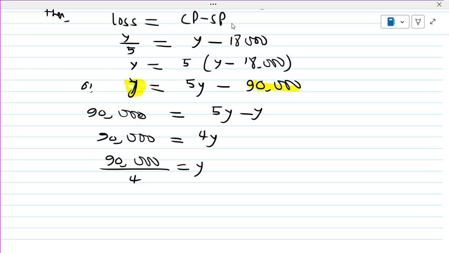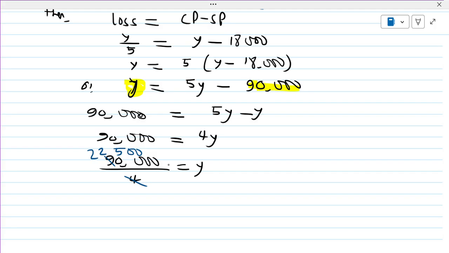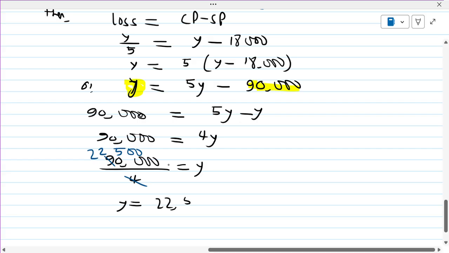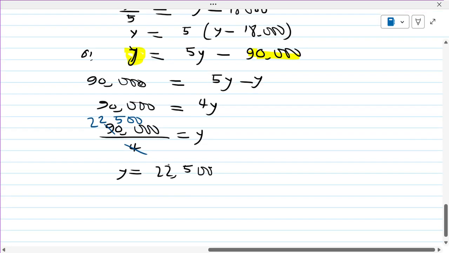Now let's get divided. So 4 2s are 8, is it? So 1 0 10, is it? 1 0 10, again 4 2s are 8, and now so 2 remain, 2 0 20, so 4 5s are 20, so 0 remaining, so it's 22,500, is it? So here the value of y is 22,500, right? And now this is the cost price of the second horse.